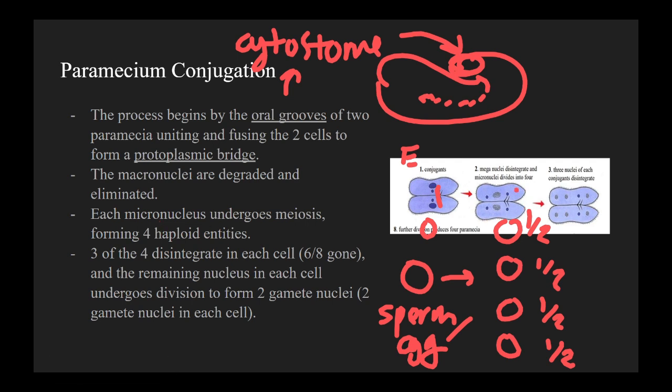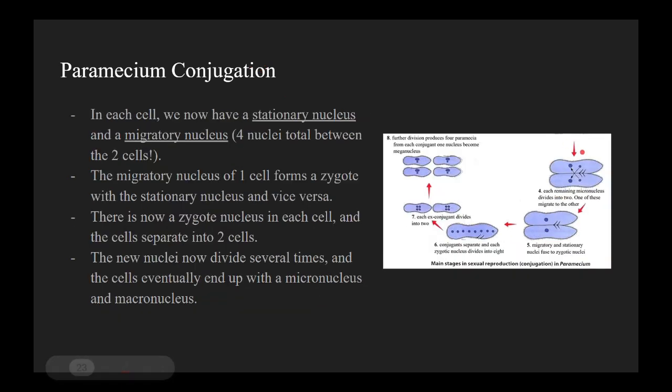So from there, we'll form 4 haploid entities, and 3 of the 4 will actually disintegrate and go away. So we're left with 1 micronucleus in each cell. And so here we go. So now we have 1 in each cell, and the other 3 in each cell are gone. Then now this micronucleus will undergo division and form 2 gamete nuclei. So it'll undergo an asymmetric division, which we'll see on the next slide here. And these are called 2 gamete nuclei. So here you see the 2 gamete nuclei.